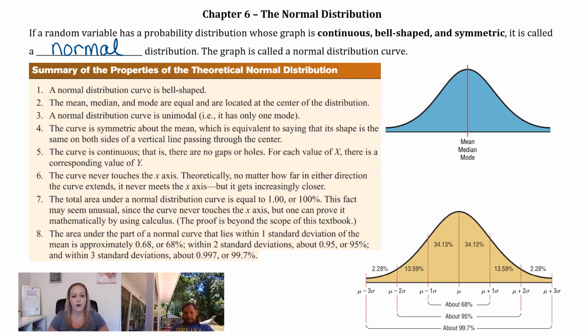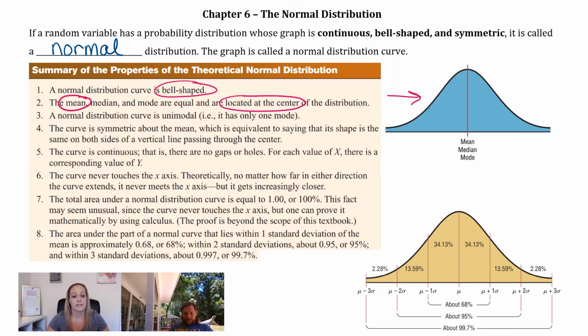Now, let's go over some properties of a normal distribution. The first one is that a normal distribution curve is bell-shaped. We've seen that before. In fact, we have a little example of what that bell-shaped curve looks like off to the side there. And that goes along with number 2 as well. In a normal distribution, the mean, median, and mode are all equal, and they're located at the center of the distribution. A normal distribution curve is unimodal, which just means that it only has one mode.